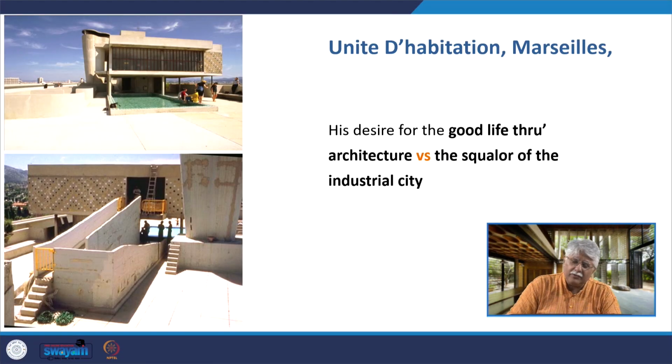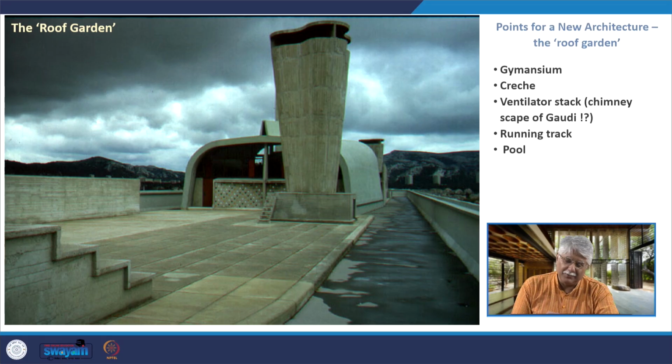His desire for the good life through architecture versus the squalor of the industrial city. The fantastic view they would have got from the roof of this building. This is the roof garden. What does it have? It has the gymnasium, the creche, the ventilator stack similar to what Gaudi had also given in his roofscape. Then there is the running track and there is the swimming pool.